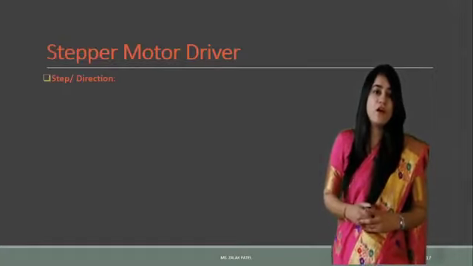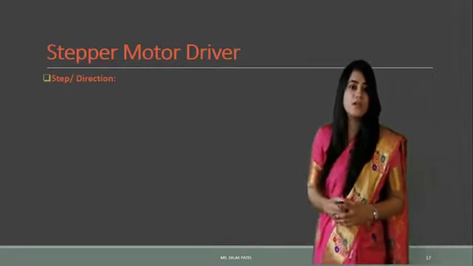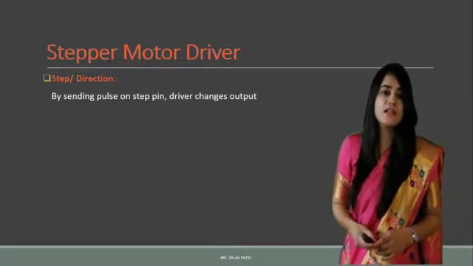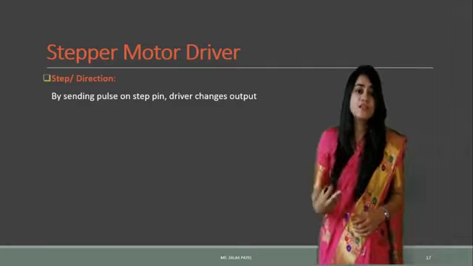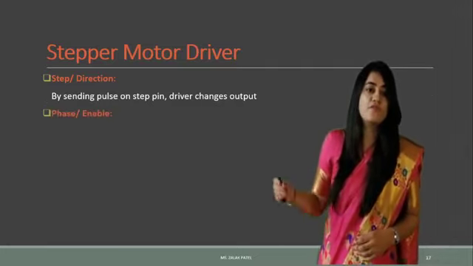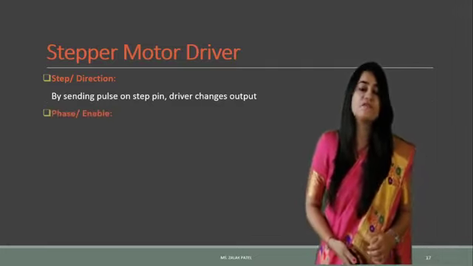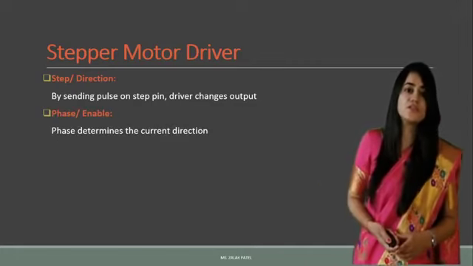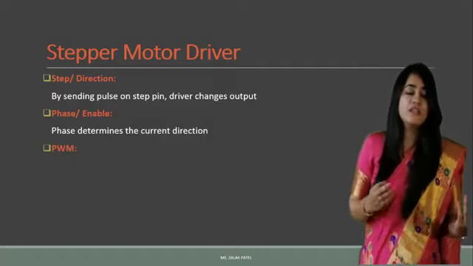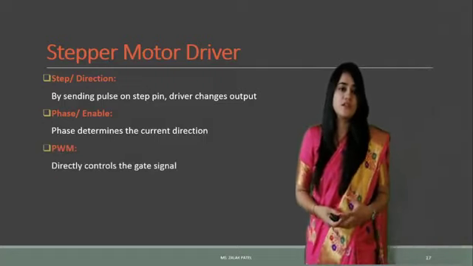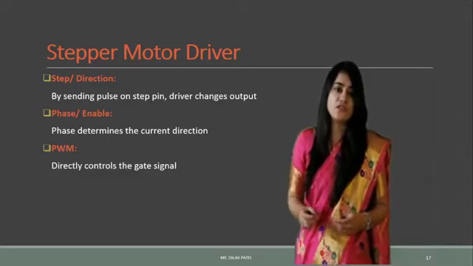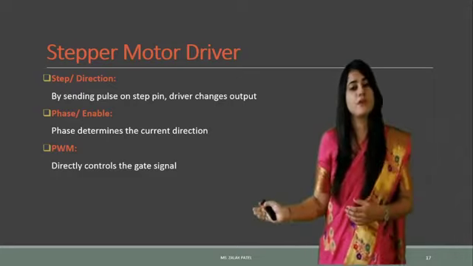Now the driver operation is divided into three major categories. First is step or direction, which means that by sending a pulse on a step pin, the driver changes the output. Or the phase or enable pin will be there, whose role is to determine the current direction also. And PWM, pulse width modulation, is necessary to directly control the gate terminal of the previous circuit. So this is about the stepper motor driver.